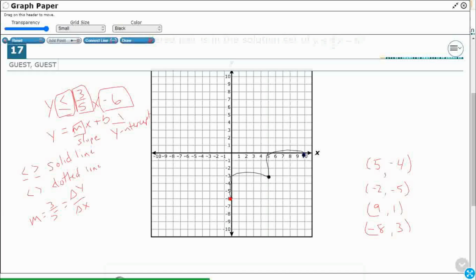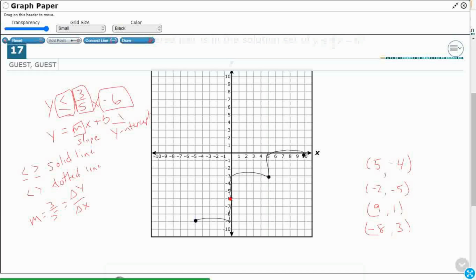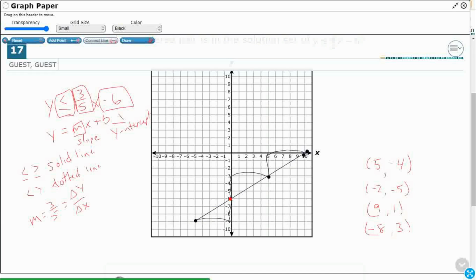Then we want to move it backwards here. We're going to go down 3, and then we're going to go over to -5. That's another one of our points. So you see we've got a series of 4 points here. I'm going to try to use this connect line feature here, and connect it through this way. It's kind of off the graph, but that's fine, because now that's my solution set.